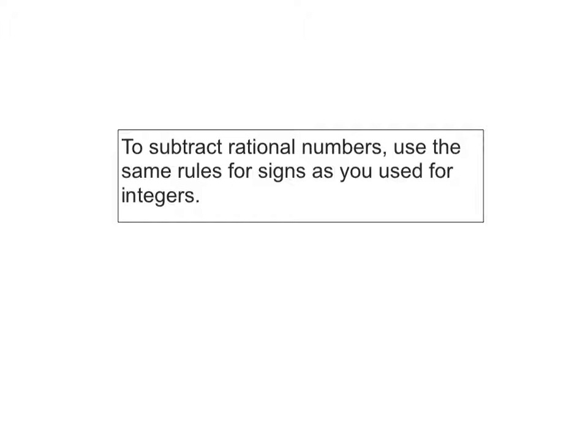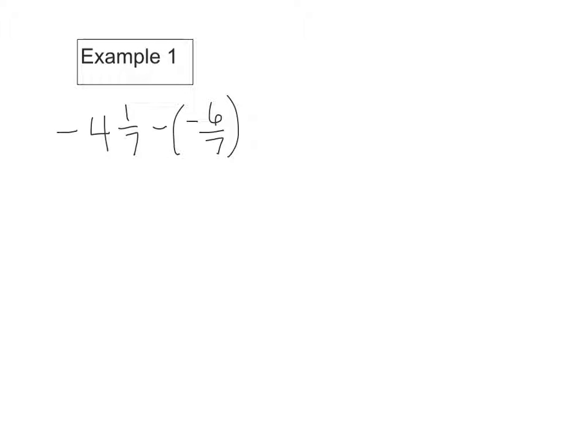When you subtract rational numbers, you are using the same rules for signs as you used for integers. In this example, we've got negative 4 1/7 minus negative 6/7. Well, the first thing that I notice is I'm subtracting a negative, and so I'm right away going to make that into the same as adding a positive.